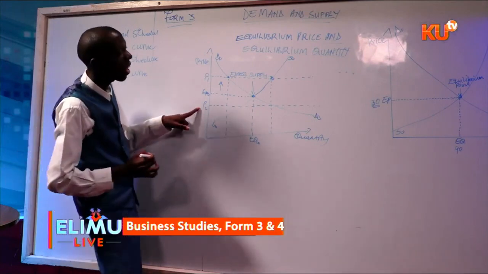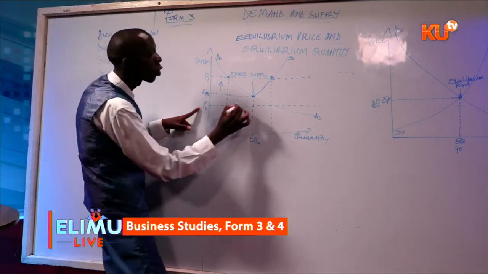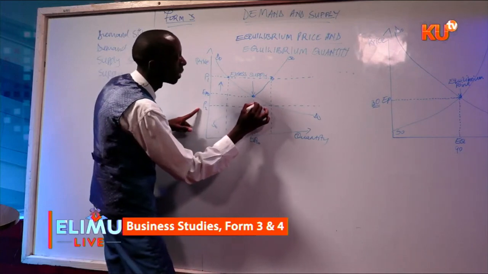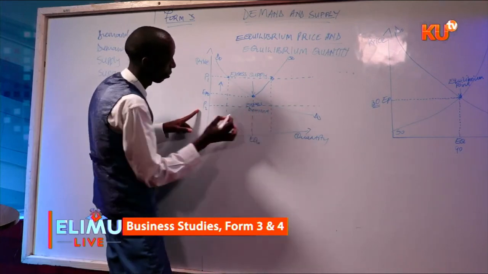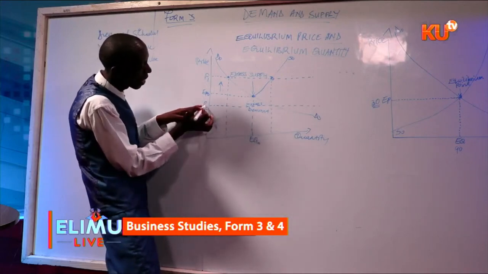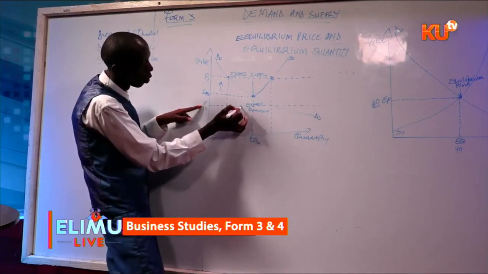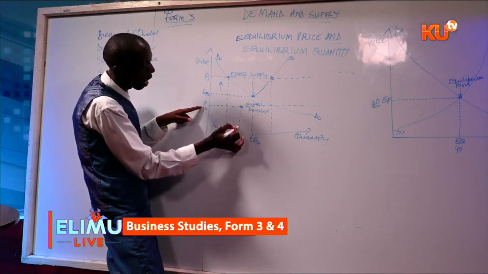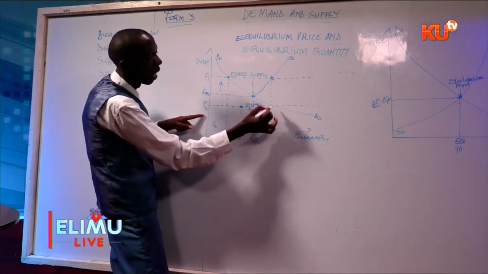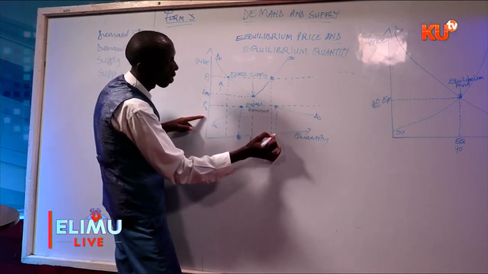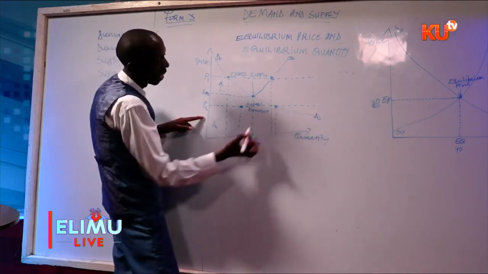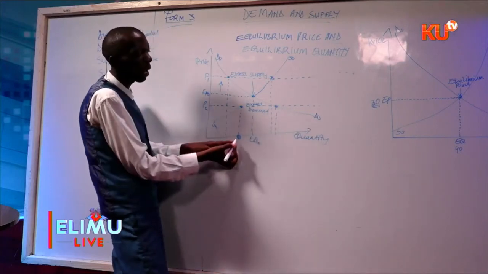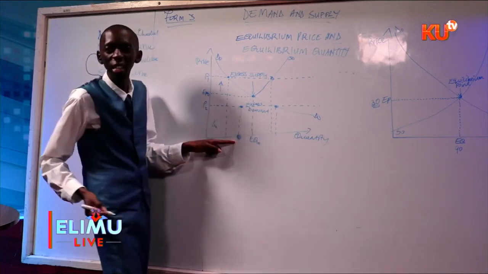Now, below the equilibrium, we have what we call excess demand. Let us see how it's happening. The price decreased to P2, which gives us the supply at this point and the demand at this point. A good observer can see that the demand is higher than the supply. Therefore, we have the excess demand.